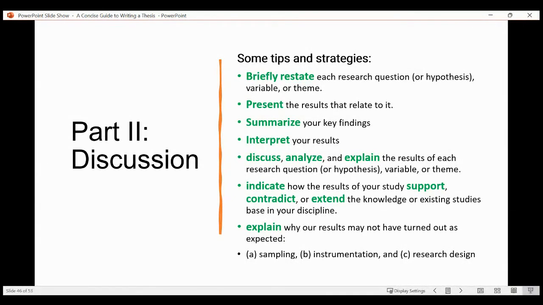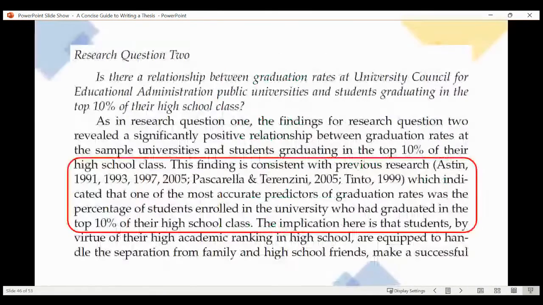Explain why your results may not have turned out as expected. For example, if you have a hypothesis or research questions in your mind, but the results are not the ones that you are looking for or expected, try to look back at the sampling. This is one way. Instrument: what's wrong with the instrument and sampling? If you use a different way, the research design in general.